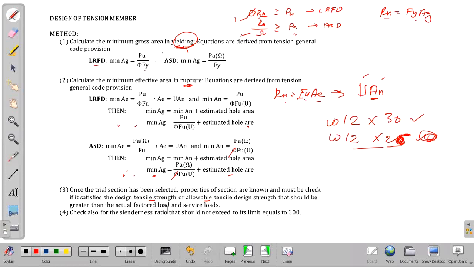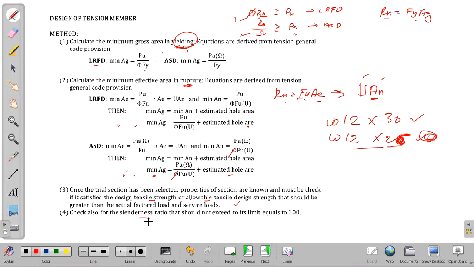So, how do you check this? Use our discussion last week, the analysis of tension. Okay? So, if you already have a trial section, you have to use the analysis of tension members, to check if your design or allowable is greater than your factored. Okay? So, if you have checked and it is safe, your trial section is okay, that is your trial section.